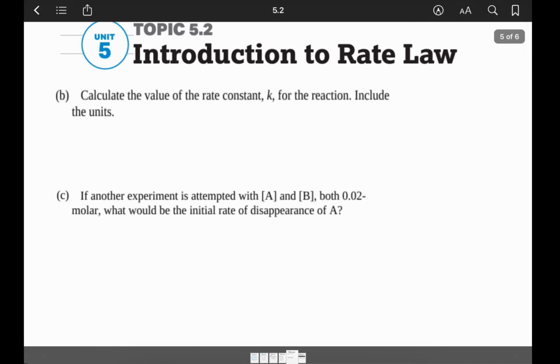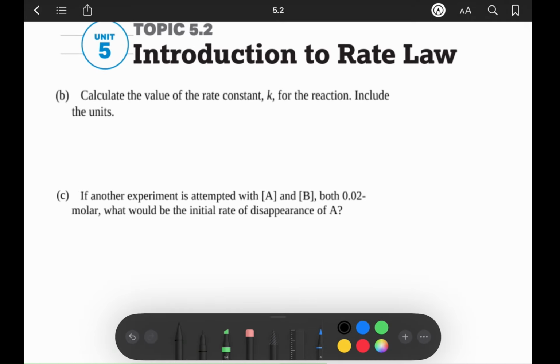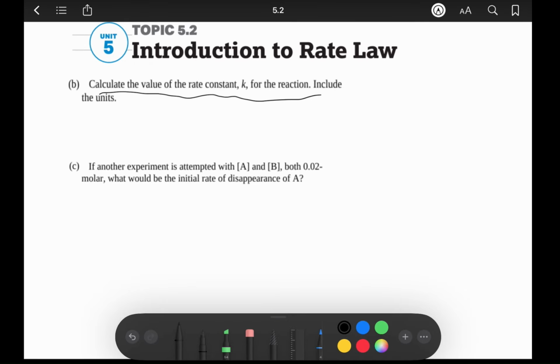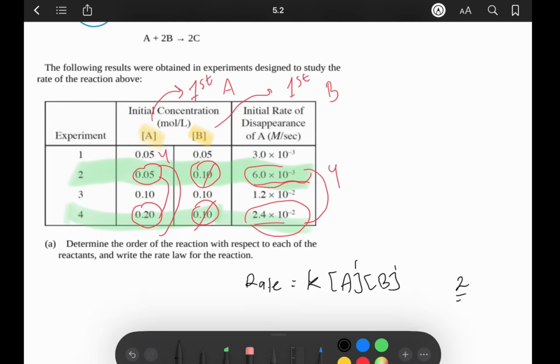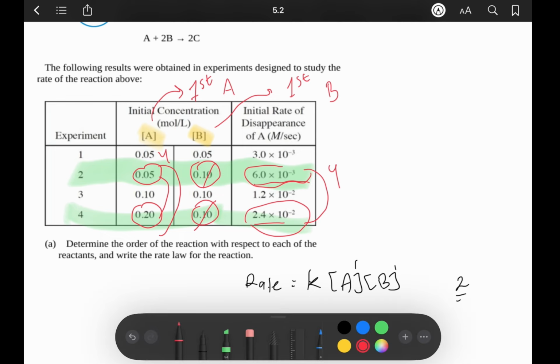Let's now calculate the value of the rate constant. Okay, how can I determine the rate constant? Let's go back again here. You can choose any experiment, since the rate constant is temperature dependent and this experiment is done at the same temperature. So the value of K for experiments 1, 2, 3, and 4 is constant. It's the same. So let's use, randomly, experiment number 1.